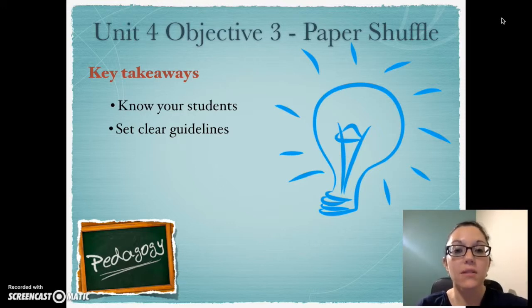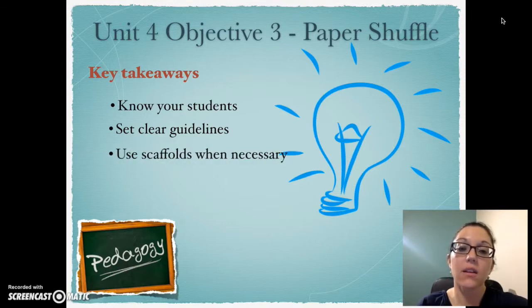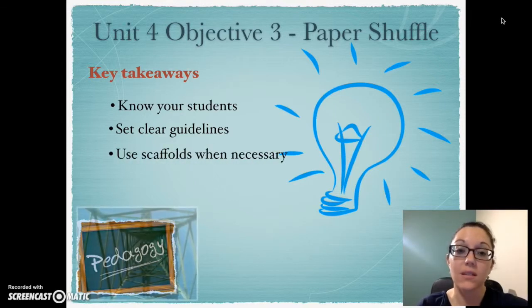For the final response, set clear guidelines on what and how much the students should be writing, and what evidence they should use in their response. And finally, number 3, use scaffolds when necessary.